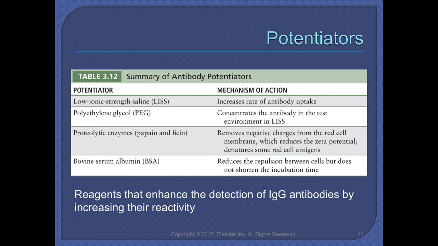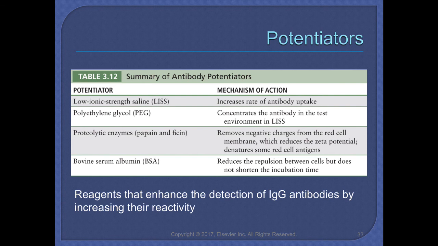LIS is low ionic strength saline, and these reagents help increase the rate of antibody uptake. Polyethylene glycol, which is PEG, concentrates the antibody in the test environment in LIS. Proteolytic enzymes like papain or ficin actually remove negative charges from the red cell membranes, which reduces the zeta potential. So it denatures some of the red cell antigens.